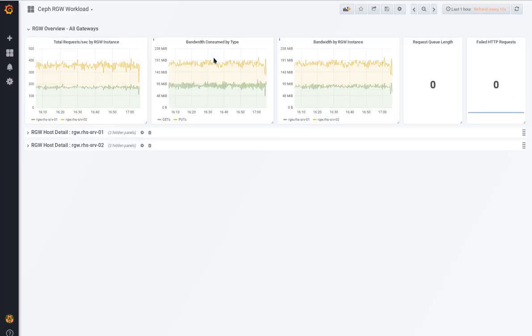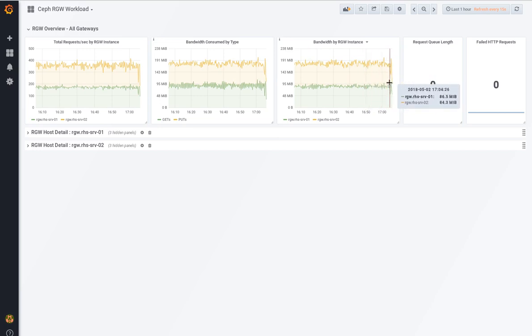Let's move on to S3. So this is the RGW. Let's look at what that tells us. We get a breakdown, again at an overview level, of requests by RGW, and then we look at the bandwidth consumed by gets and puts, so we can see what kind of traffic we're seeing across all of my gateways. And then finally we get this view here, which is the bandwidth by RGW instance.